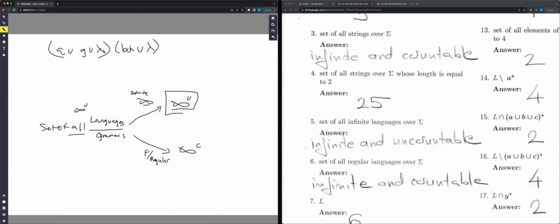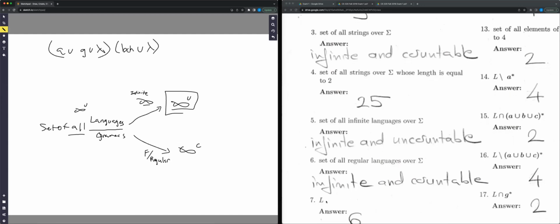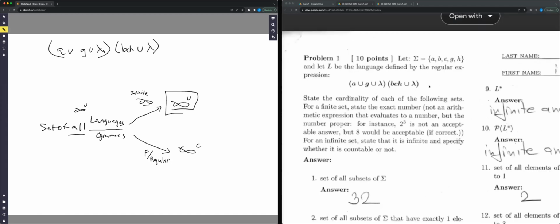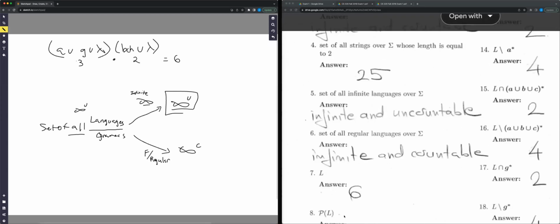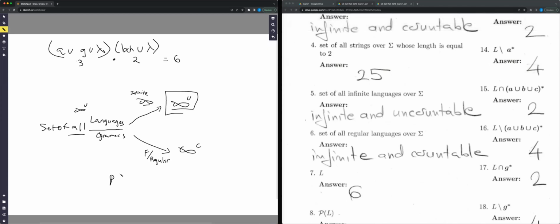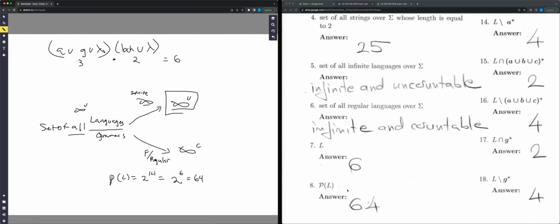Okay. And then this is L, size of L. So we're looking at the regular expression that we have. We have 3 options for the first thing and then 2 options for the second thing. Just because this option has 3 characters in it doesn't change that it's just one option, which means our answer is just 3 times 2, which is 6. Now it says the power set of L, right? Remember we said the power set of L is just equal to 2 to the size of L. So this is 2 to the 6th power, which is equal to 64. Cool.